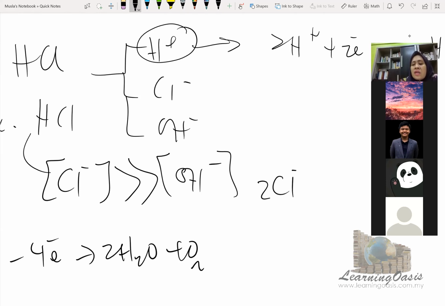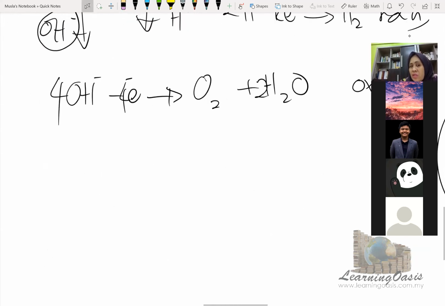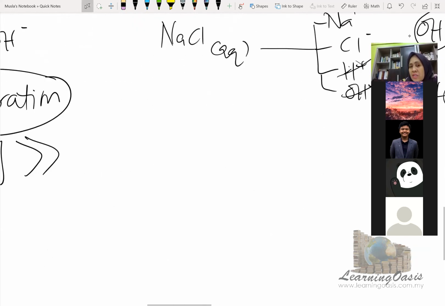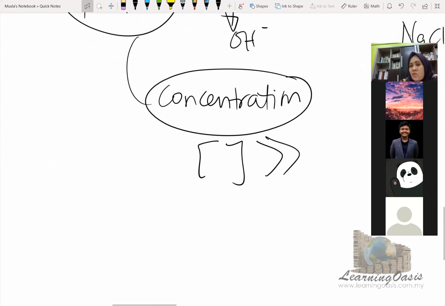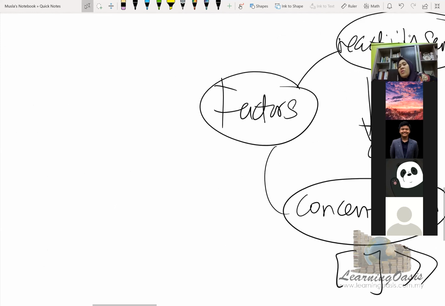2Cl minus electron to become Cl2. See the difference here? Right. Faham tak? Everyone okay with this? Yes? No? Yes. Lisa, do you get it? Yes. So because the first factor, you have to understand that the first factor is reactivity series.